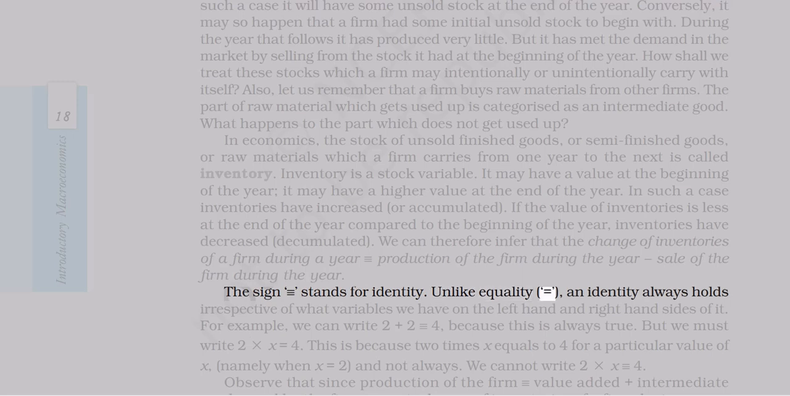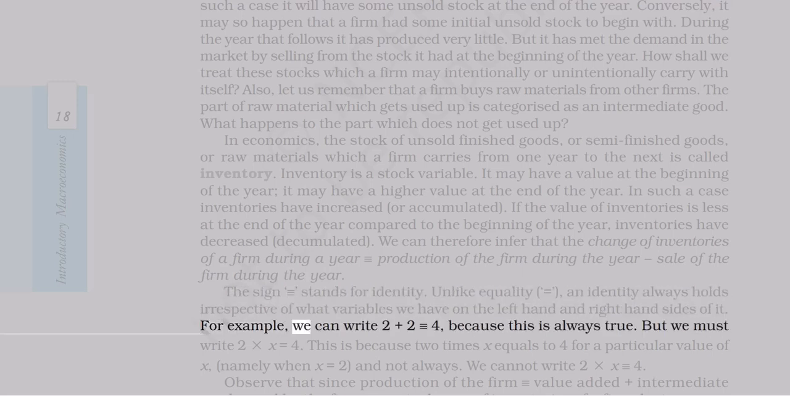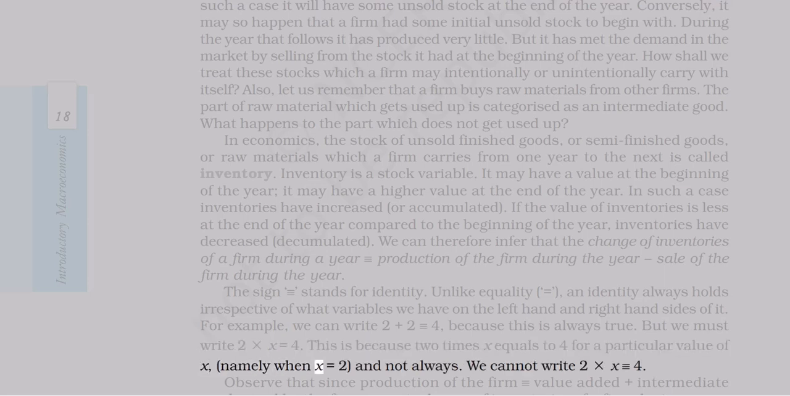Unlike equality, the equal sign, an identity always holds irrespective of what variables we have on the left hand and right hand sides of it. For example, we can write 2 plus 2 equals 4, because this is always true. But we must write 2 times x equals 4 only for a particular value of x, namely when x equals 2, and not always. We cannot write 2 times x identical to 4.